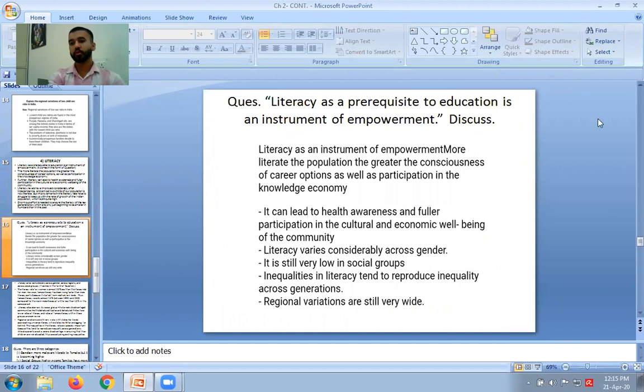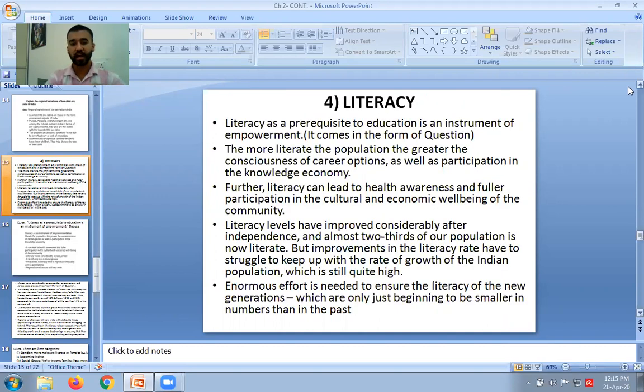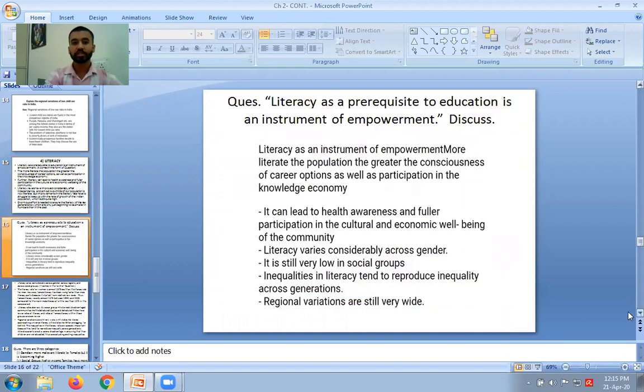So what we read in this slide, we read the very important line: literacy as a prerequisite to education is an instrument of empowerment. So what happens is that in your 12 board exams, they can pick up any line and then ask you to discuss about it. So that's the reason I always try to discuss as much as I can with you.